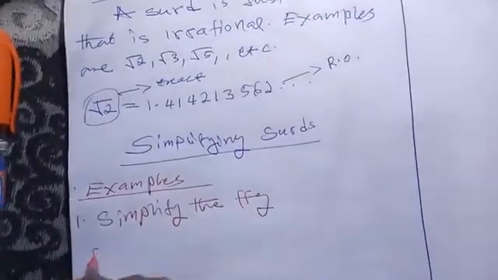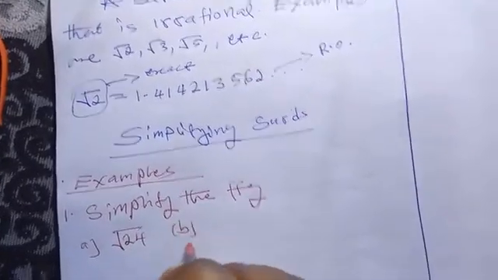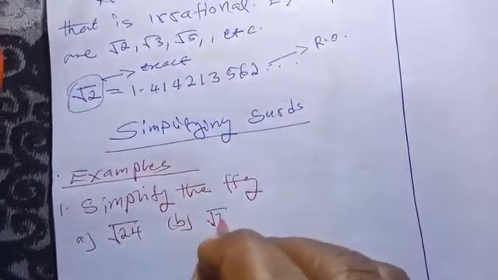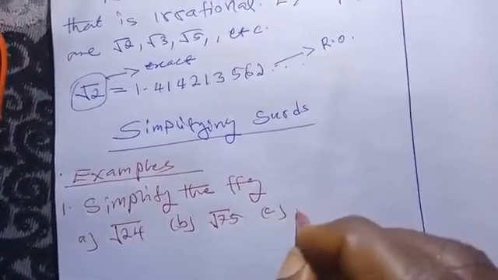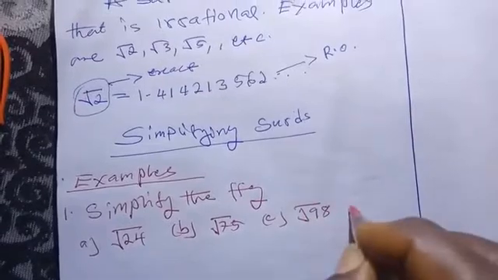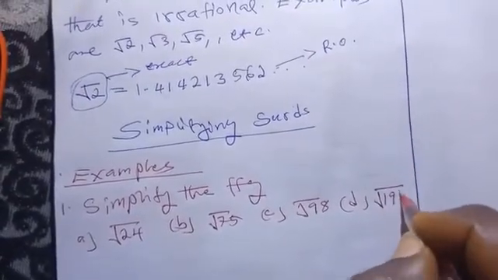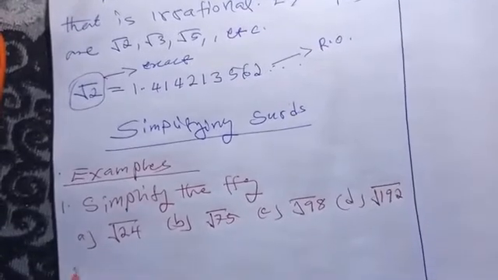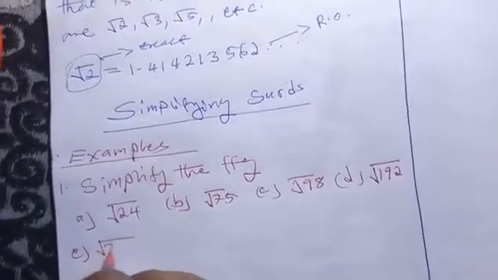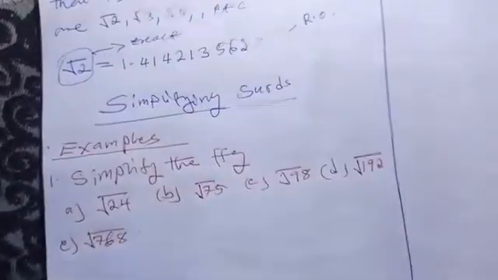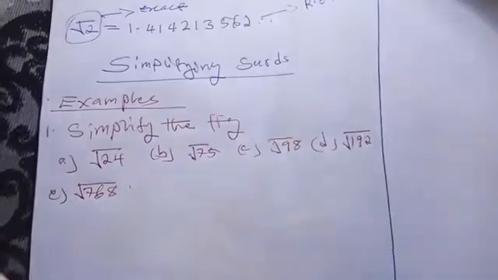A, we have root 24. B, root 75. C, root 98. D, root 192. E, root 768.